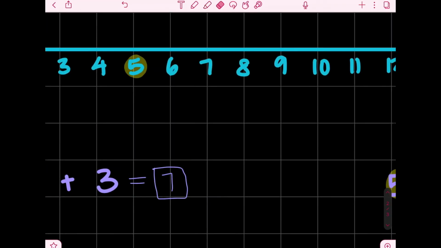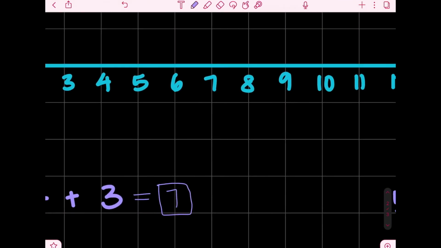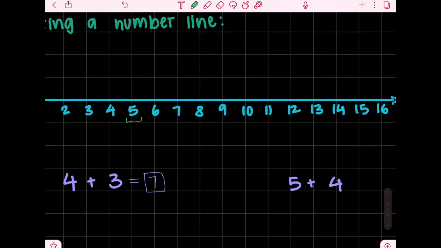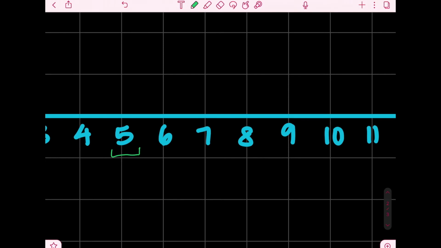So again, I'm just going to mark it with a dot or with an underscore. So we have located 5. Now our next thing to do is add 4. So we're going to add 4 boxes. So remember, each box is a digit. Or you can just think of it as each space between each number is also a digit.